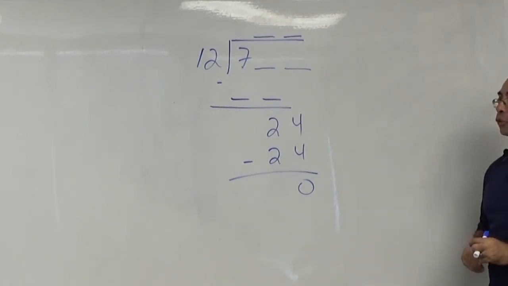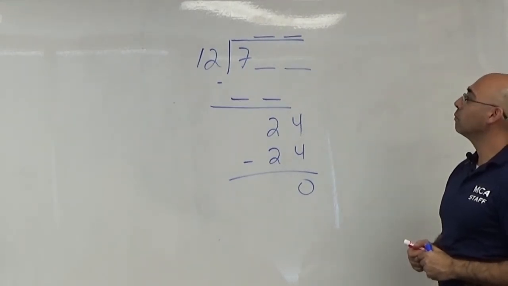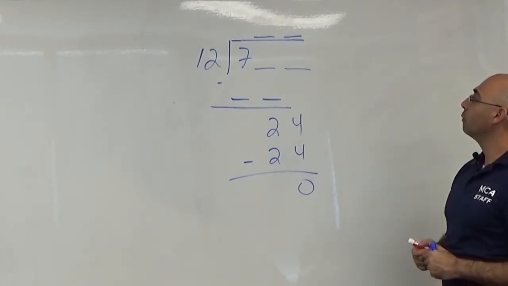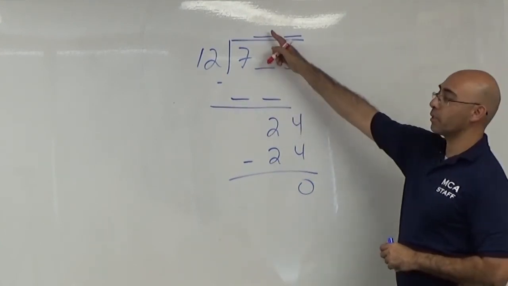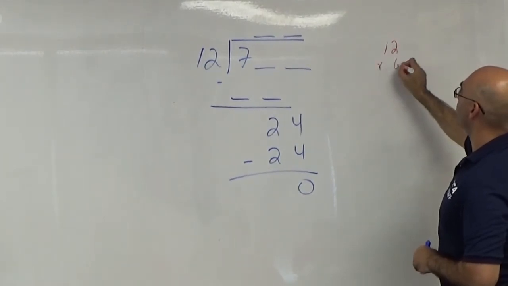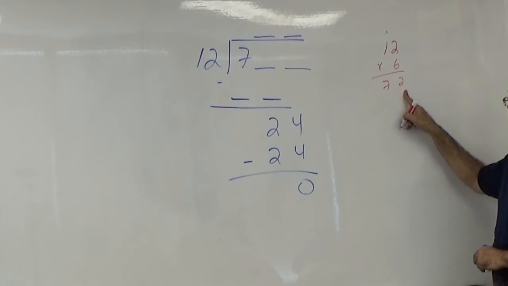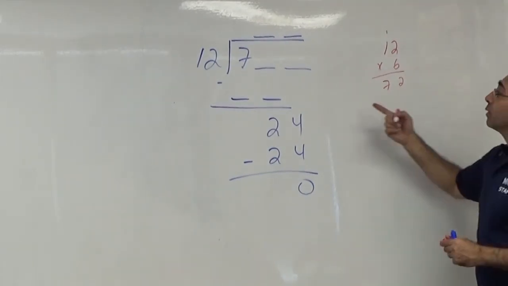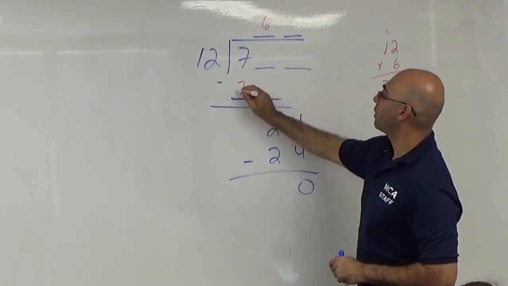Yes. So how about 6? So you're thinking this might be a 6? Well, let's try it. 12 times 6. Ooh, 72. So that might work out. So this is a 6. That's 72.